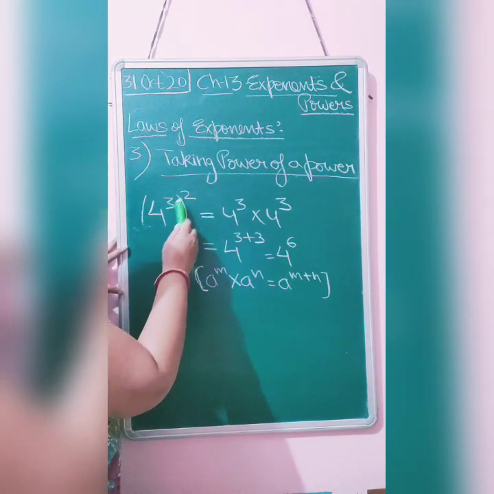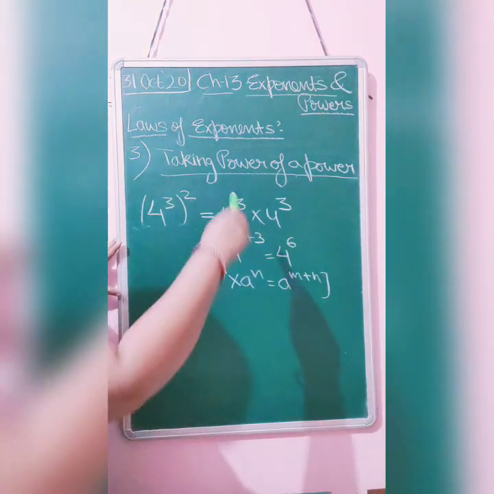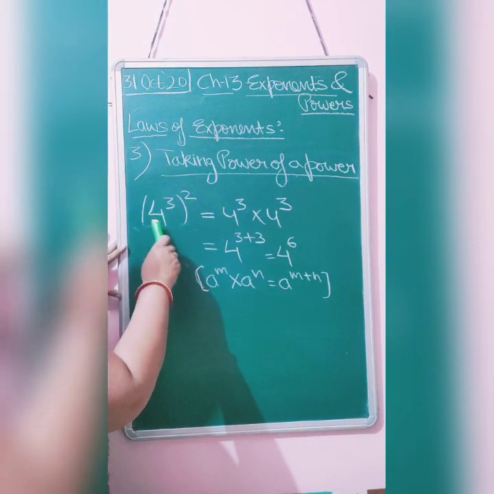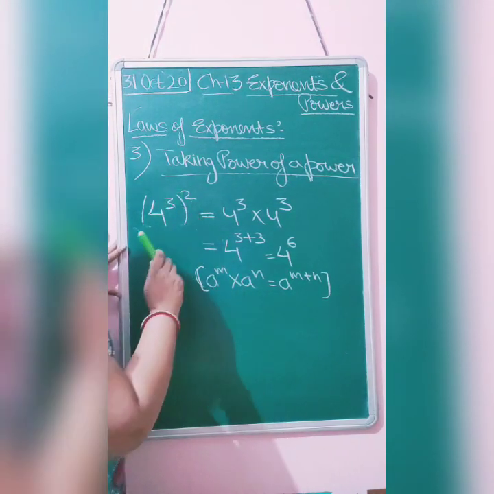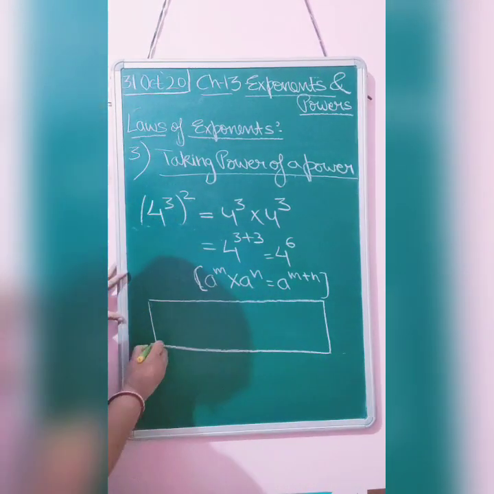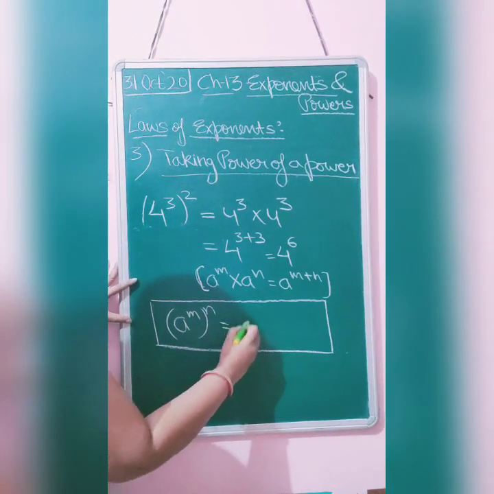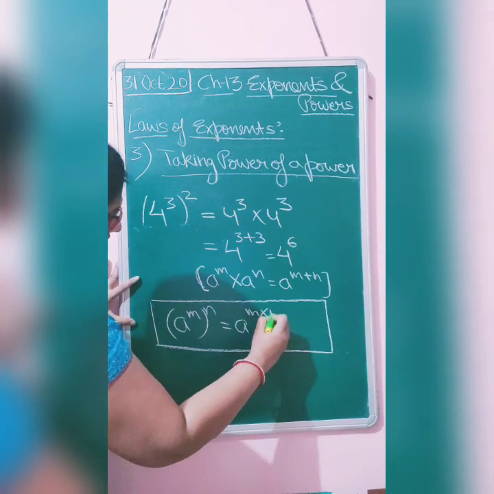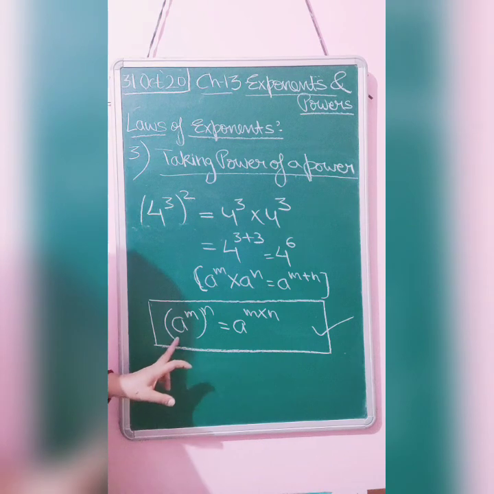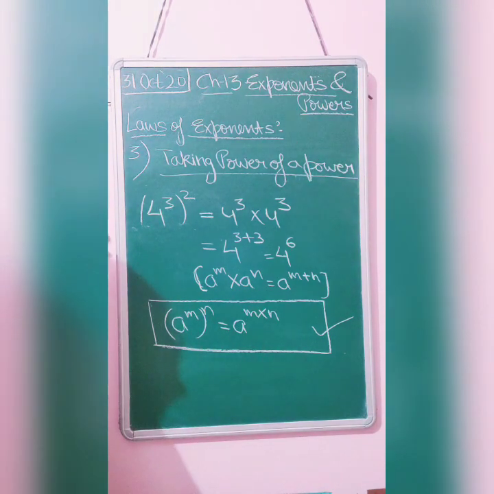How does it come? When we multiply 3 into 2 also, this 6 is coming. So instead of solving these two steps, we can directly apply the formula. When there is a power of a power, then these two powers are multiplied. So we get the final conclusion that a raised to the power m, whole raised to the power n, equals a raised to the power m into n. This is the third law. You have to learn this law. a raised to the power m raised to the power n equals a raised to the power m into n.